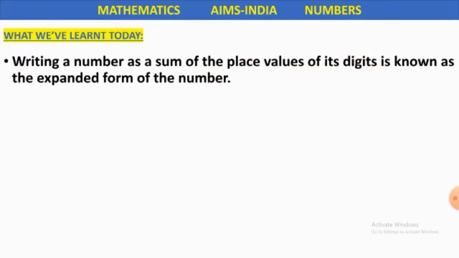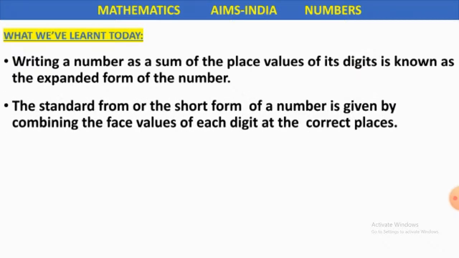Clear children? Again, standard form or short form of a number is given by combining the face values of each digit at the correct places. Hope you'll remember what we have learned today. If you know how to do the place values correctly, you will also know how to do the expanded form and short forms correctly. Learning place values makes it easier for you to do the expanded form and short form.